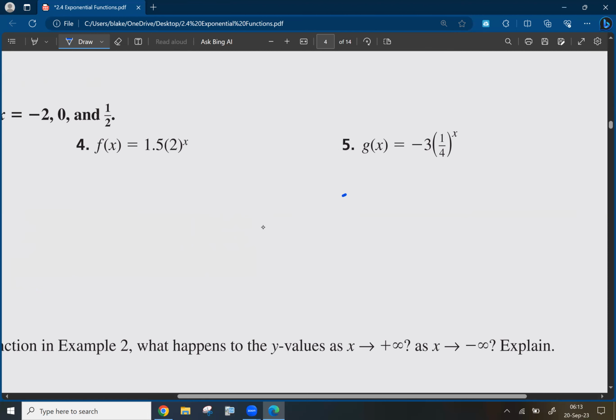So negative 3 times 1 fourth to the negative 2 power. Negative 3 times 1 fourth to the 0 power. And negative 3 times 1 fourth to the 1 half power. All right.